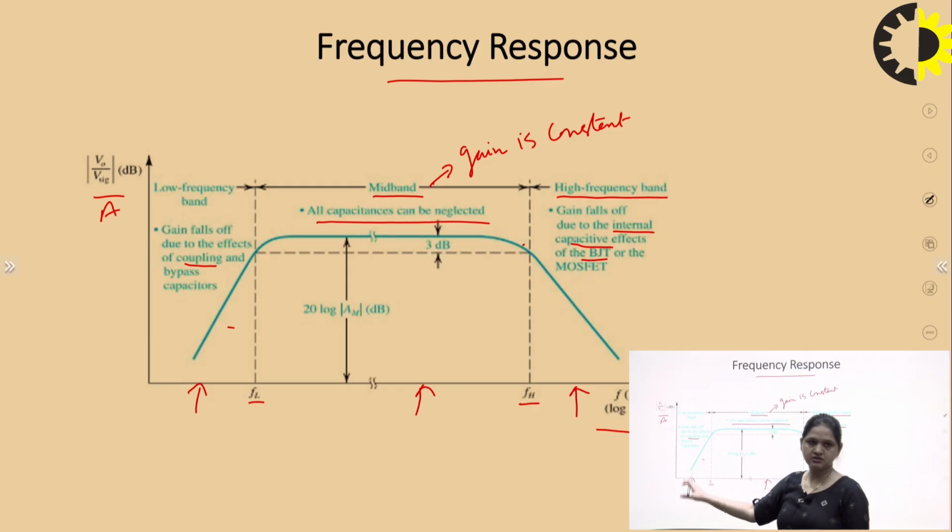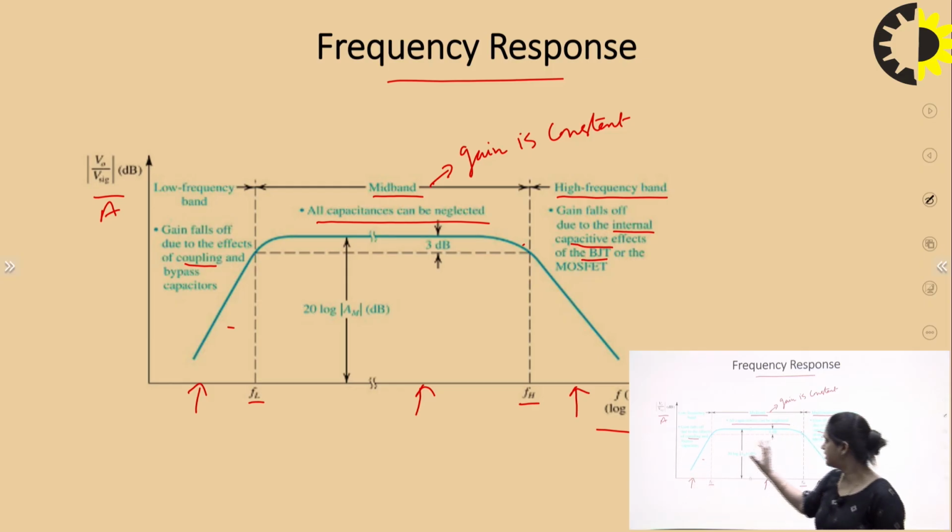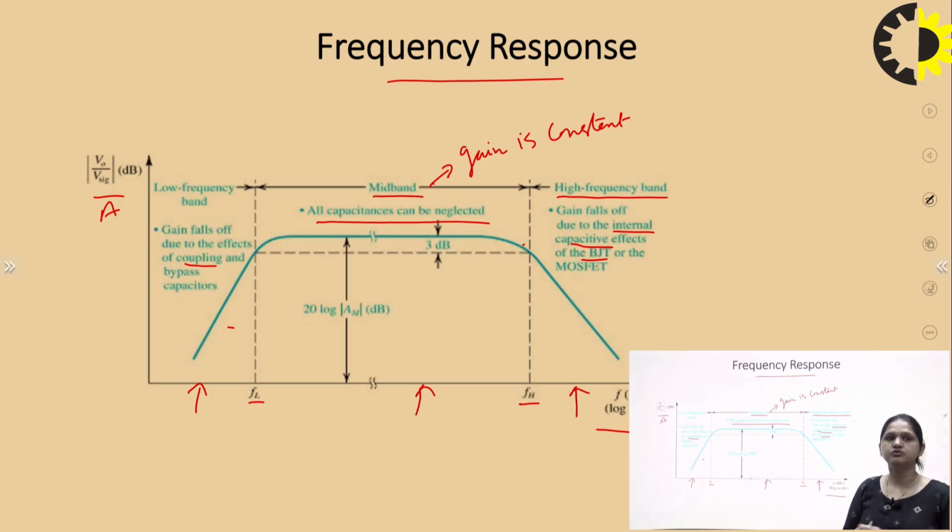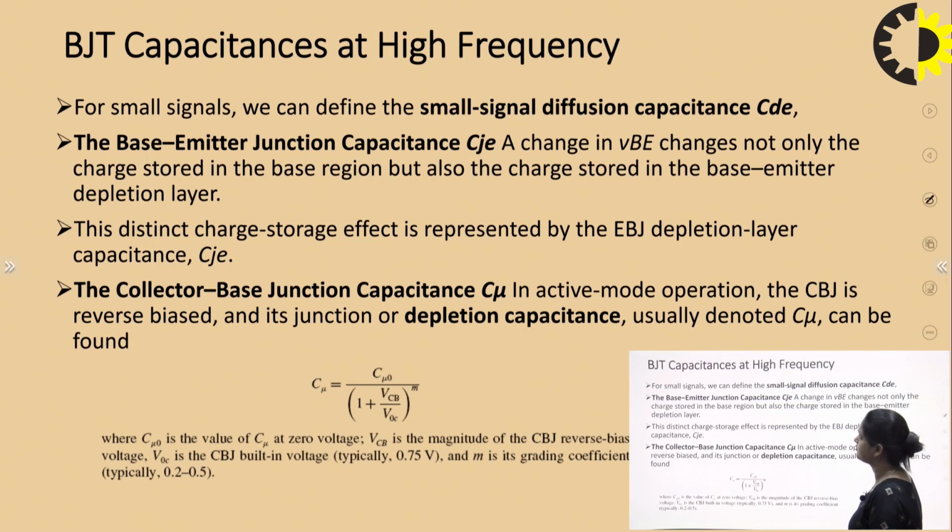In the first, we have to consider CC1, CC2 and CE in the calculation. In the second, we can neglect all the capacitances. In the third, we have to consider the values of the internal capacitances. So that's why there are 3 different circuits and 3 different analyses for this common emitter amplifier.